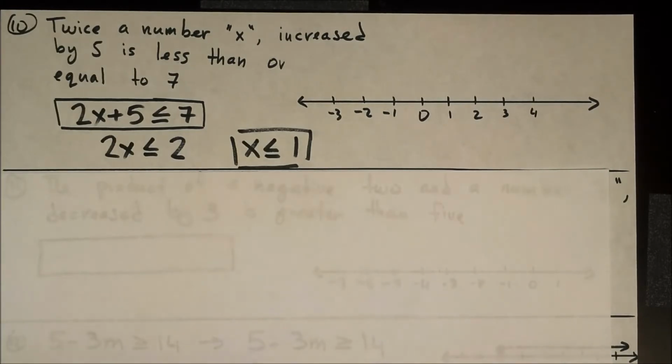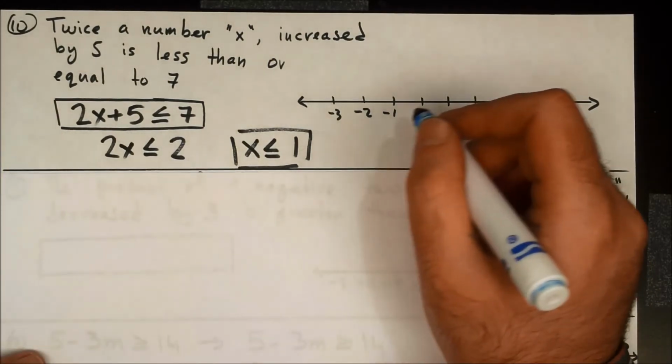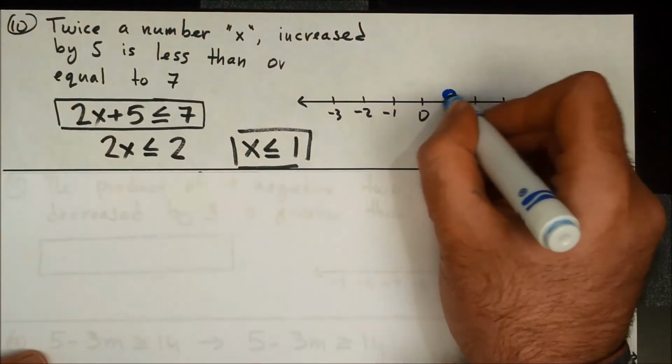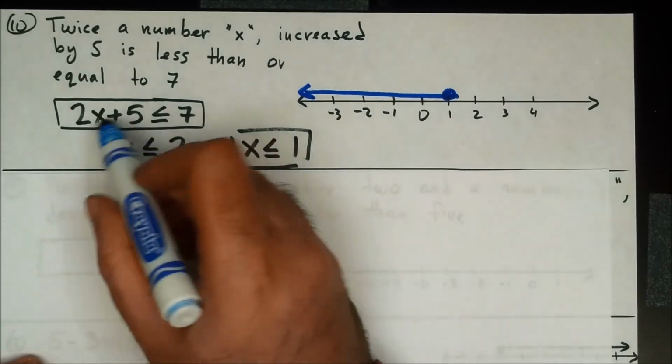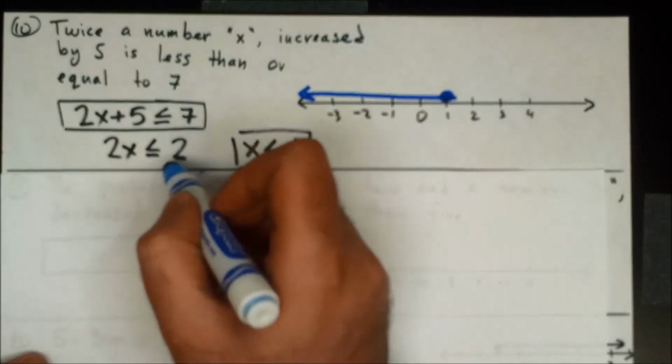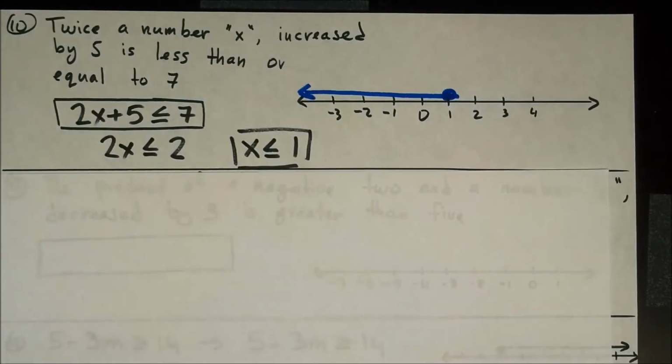I'm hoping that the actual work is now fairly simple to you. So we have x is less than or equal to 1. That's a closed circle heading left. Again, I subtracted 5 from both sides, then I divided both sides by 2. I did not multiply or divide by a negative number, so nothing flipped. Questions about 10?